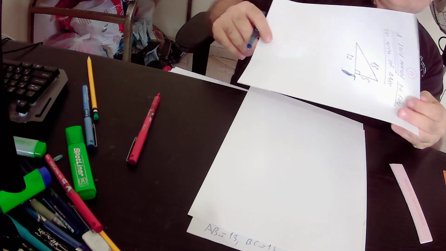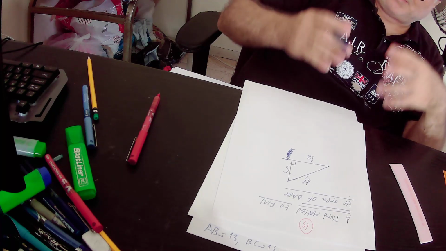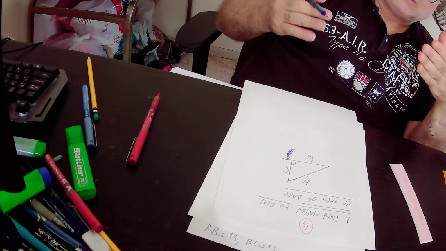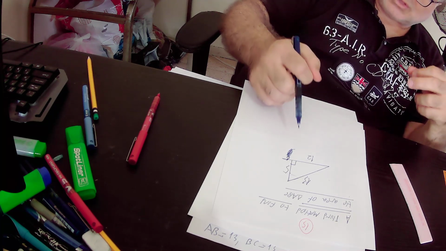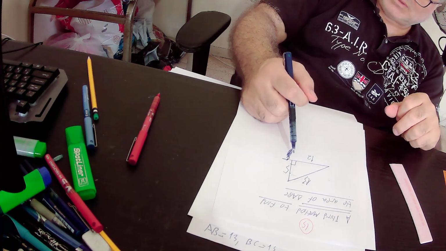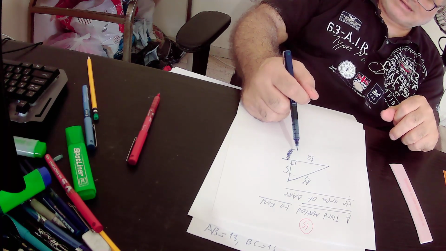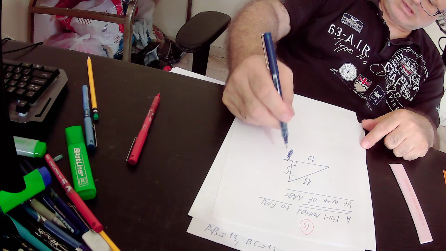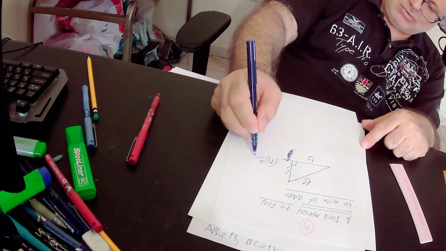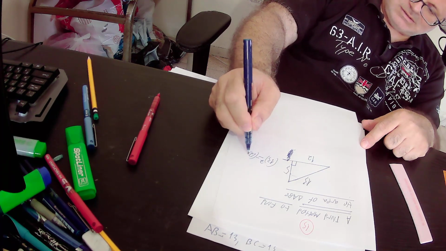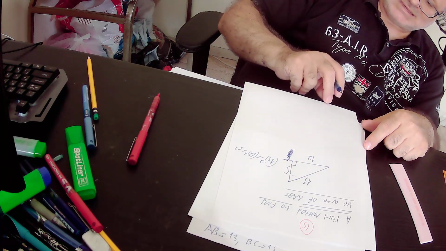So if it obeys this equality, then it must be a right triangle, because this equality is true only for right triangles. If it is not a right triangle, then the equality will not be true. We will not get the equality. So if 13 squared equals 12 squared plus 5 squared, then it is a right triangle. Otherwise, it is not a right triangle.